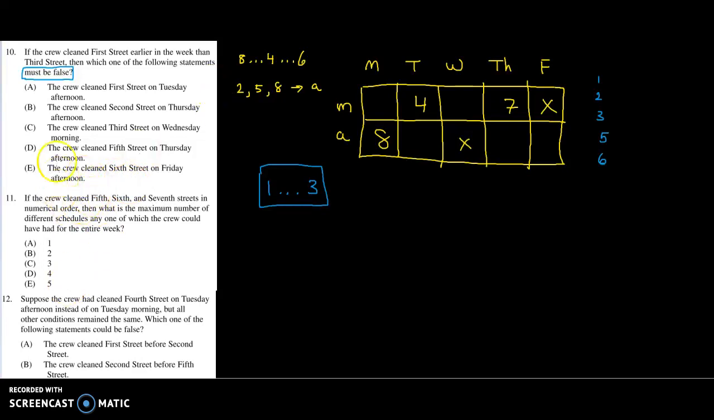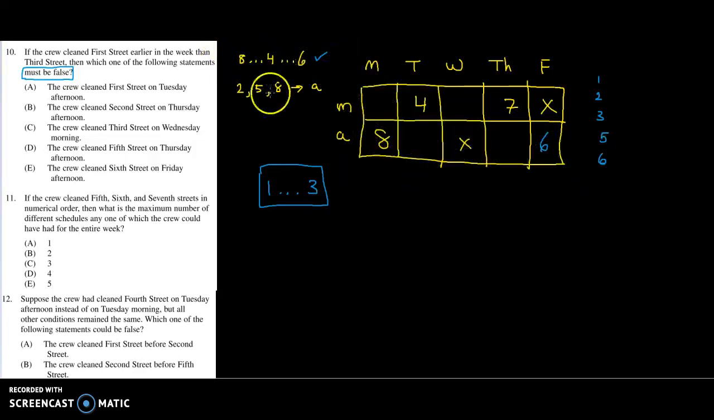But let's go ahead and do this, and let's just go backwards. I just feel like switching things up a little bit. Let's start with E. Again, what we're looking for is, if we follow this scenario and this additional rule, are we going to break the rules? So let's see. The crew cleaned 6th Street on Friday. Well, that means 6 has to go here. Okay, so far so good. We're not breaking this rule because it's saying 6 has to come after 4, so we're good on that point.